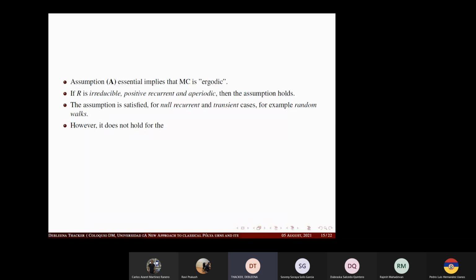A big disadvantage of assumption A is that such an assumption does not hold for the classical Pólya urn case. That is when R is the identity, which is the same as the Blackwell and MacQueen case. So this classical case, the one that started all this, will not be covered under this assumption. And that's a serious disadvantage. The reason is that these chains are not irreducible.